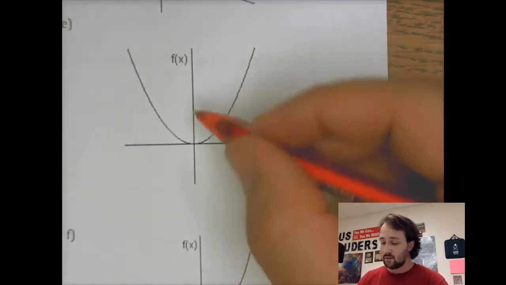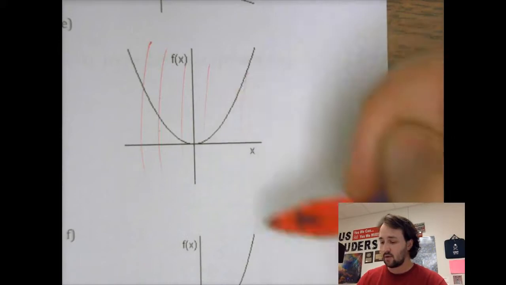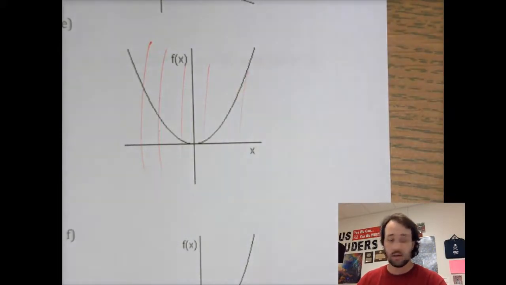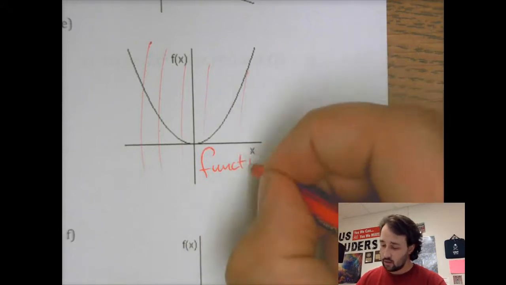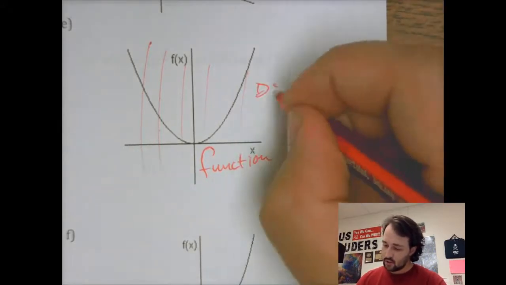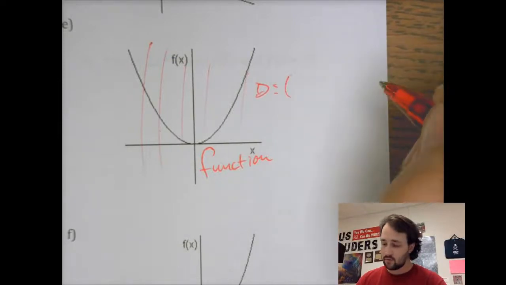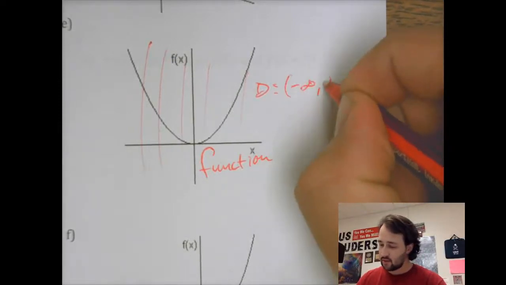All right, so with this one, if I run a vertical line anywhere on my graph, it only ever hits that vertical line at one given point. So this is a function. And the domain, it's going left and right forever. So negative infinity to infinity.